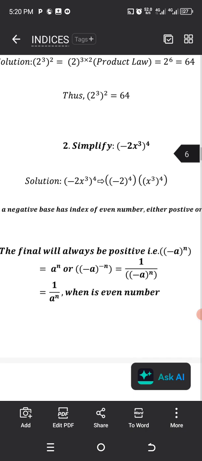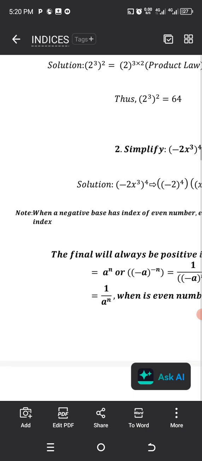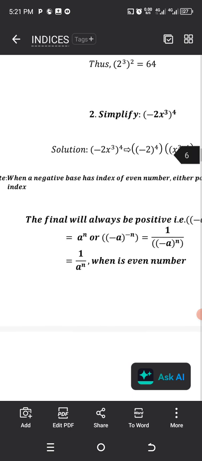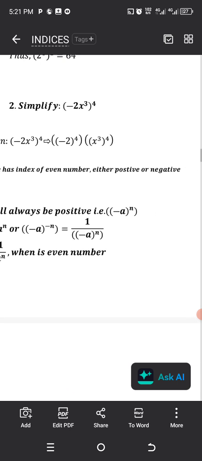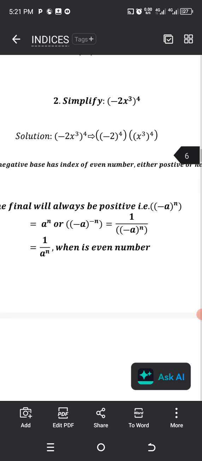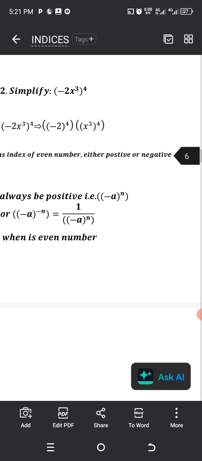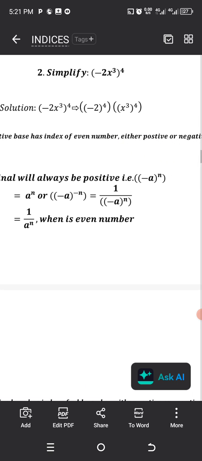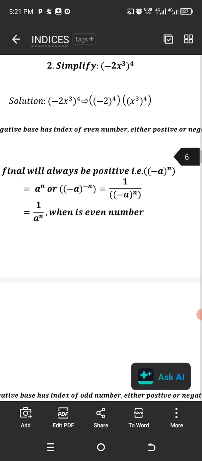Now look at this note. You must decode this note. You must master it. You must learn it. You must grab it. You get what I'm saying now? Note: when a negative base has an index of even number, either positive or negative index, the final answer will always be what? Will always be positive value.